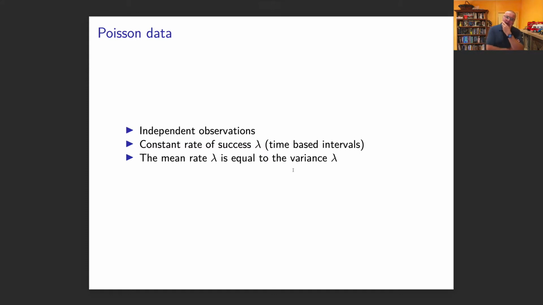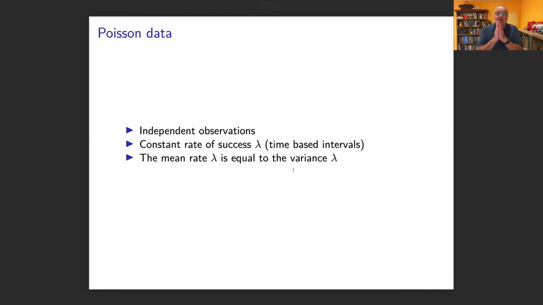And the whole idea comes from what we call the Poisson process. So if you're not sure about this, go back to probability and statistics. But the idea is that you've got a constant rate of success, and we'll call this lambda. And basically the mean rate lambda is equal to the variance. In the Poisson process, you're looking at events over time.